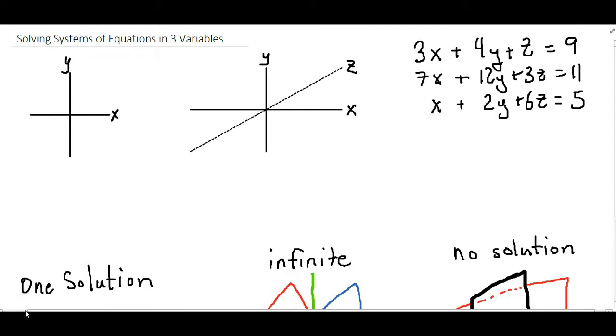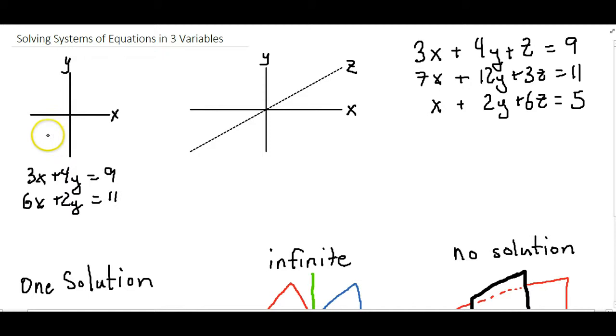This is section 3-5 on page 138. We're going to be looking at solving systems of equations in three variables. So we've looked at systems of equations where we have two variables like 3x plus 4y equals 9 and 6x plus 2y equals 11. So that is two variables, but this time we're talking about three.